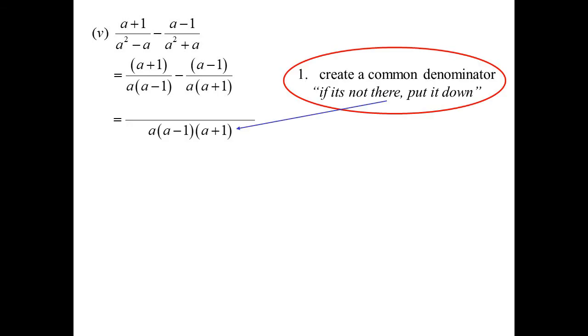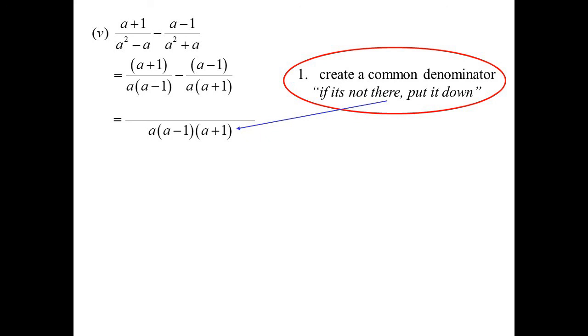Well, there it is. A minus 1, a plus 1. How do I do it? That's how I do it. If it's not there, put it down. Simple as that. If it's not there, put it down. So I work my way from left to right. I start and I go, A. It's not there. So I put it down. A.